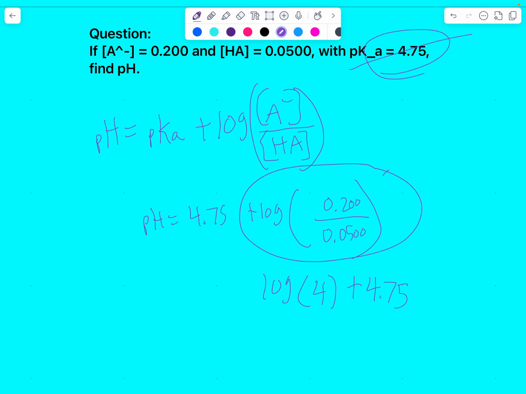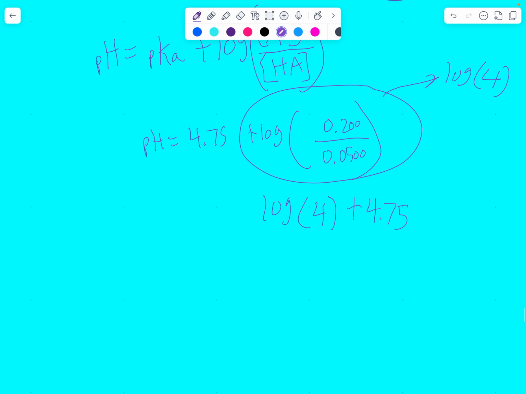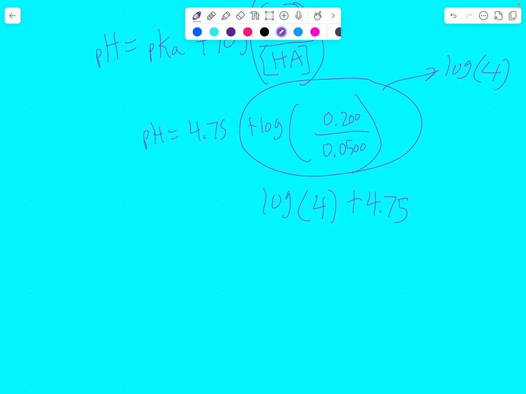Because this whole thing is log of 4. All right? The conjugate base concentration is larger than the acid, so I already expect the pH to be greater than the pKa. This is a great intuition check, all right? So, log of 4, if you plug that in your calculator, you're going to get 0.602. Plus the 4.75, that's going to get you a pH that is 5.35.